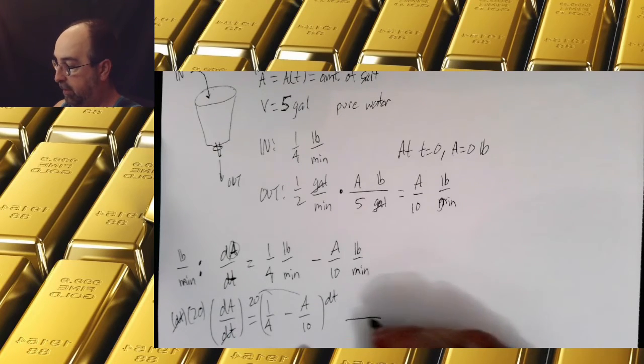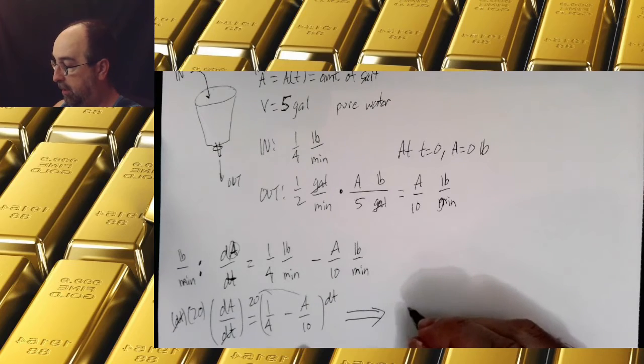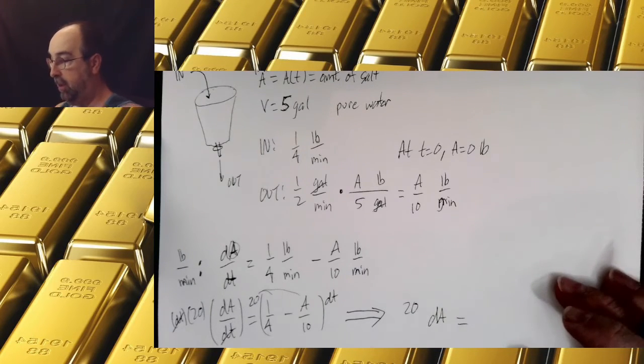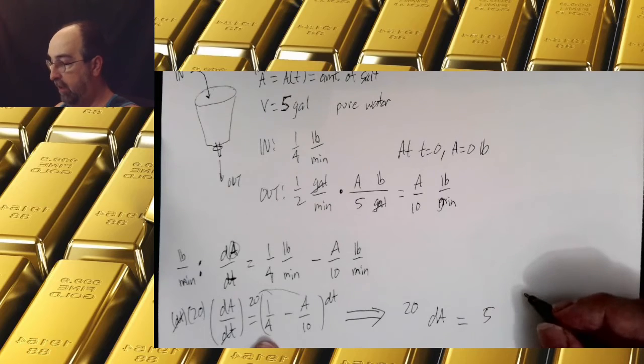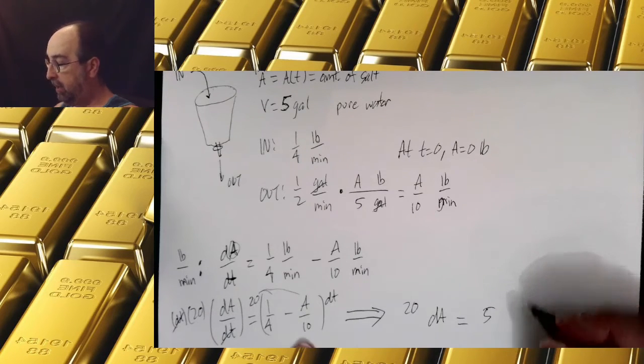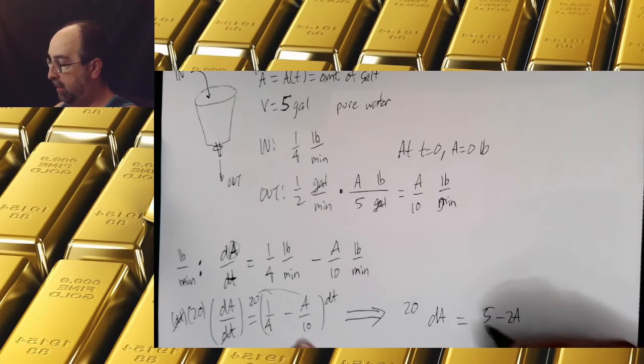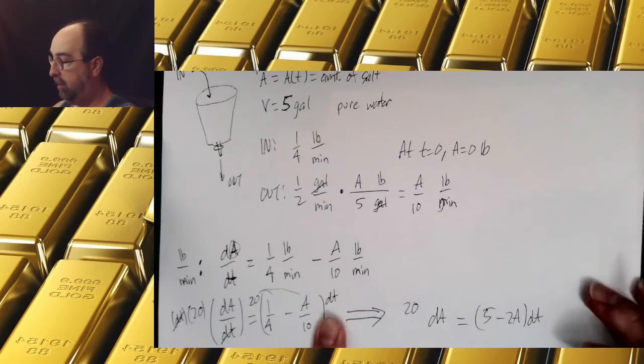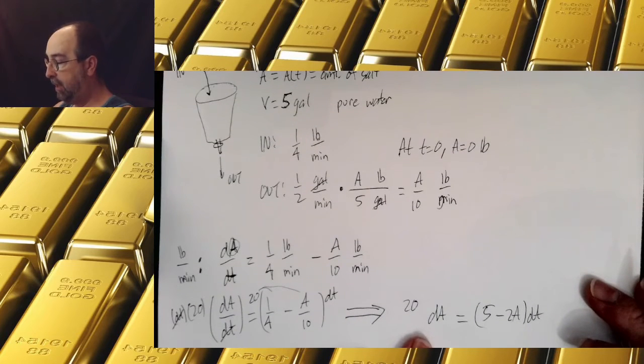So I'll rewrite this. 20 dA is equal to 20 times 1/4, which would be 5, and then 20 times negative a over 10 would be negative 2a, and then the dt is stuck to this. So we have 20 times dA is equal to 5 minus 2a times dt.